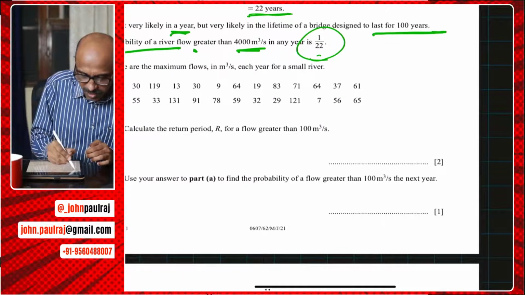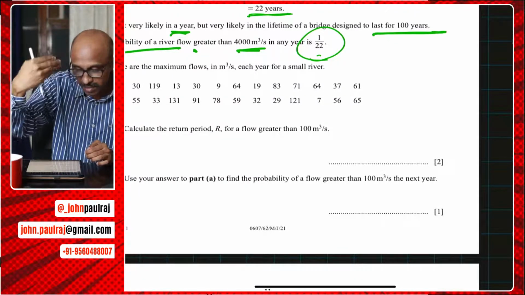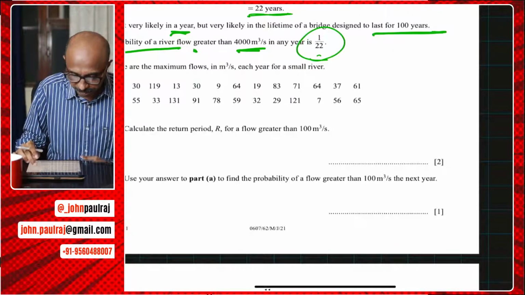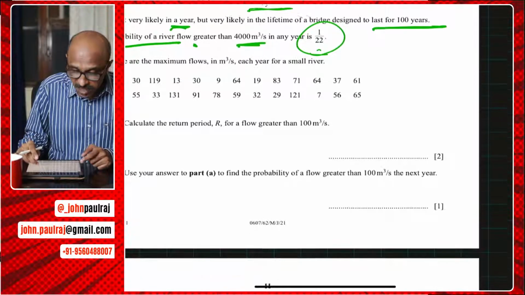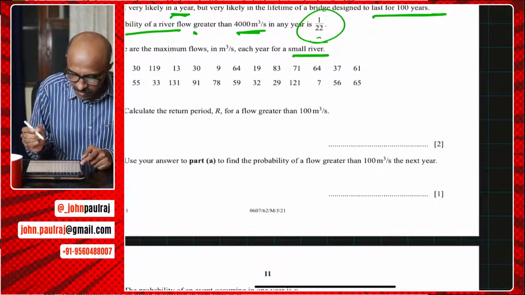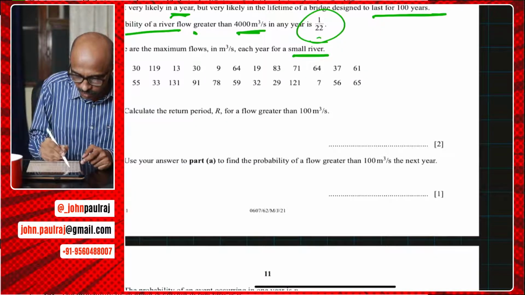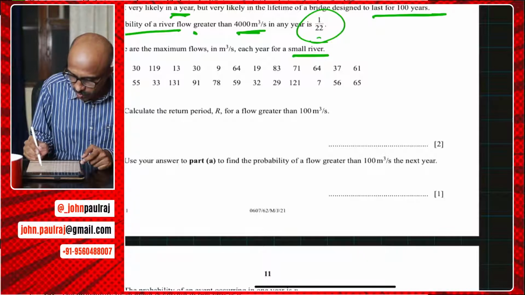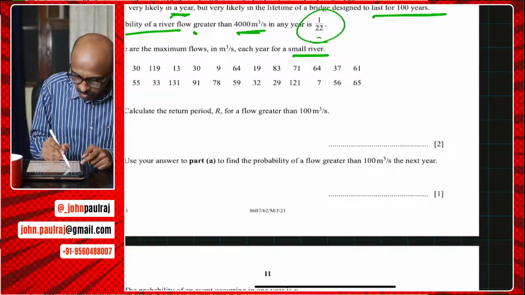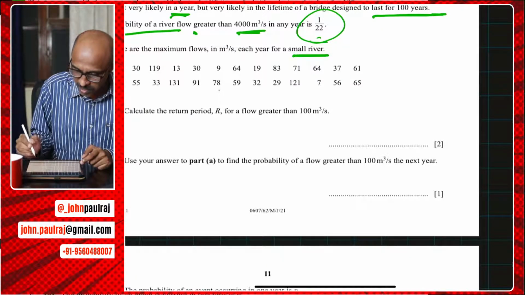This says 6 because it's a continuation from the investigation part, from the first part of the same paper. We are just looking at the modeling part today. These are the maximum flows in meter cube per second each year for a small river. So this is the data given, and let's first find out how many data points we have. This is 2, 4, 6, 8, 10, 12, 14, 16, 18, 20, 22, 24. So we've got 24 such data points. Let me count it again: 2, 4, 6, 8, 10, 12, 14, 16, 18, 20, 22, 24. All right, we've got 24 such items.